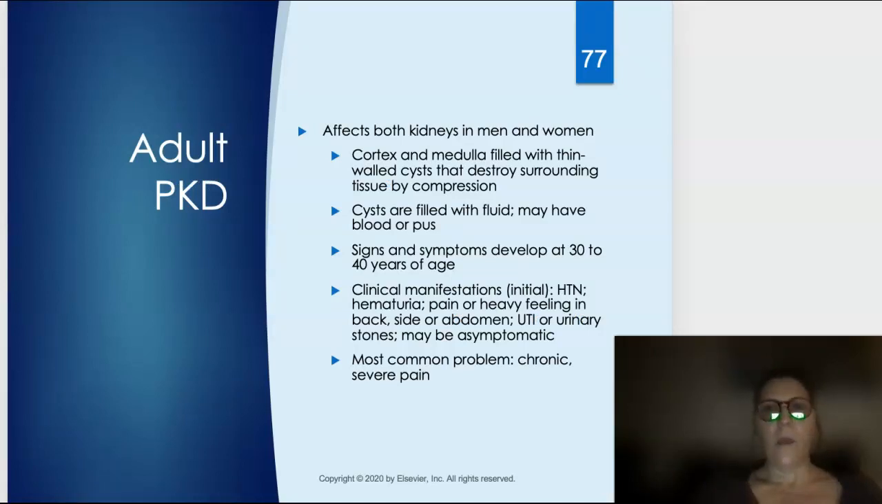Adult PKD affects both kidneys in men and women. The cortex and medulla are filled with thin wall cysts that destroy the surrounding tissue. These cysts are filled with fluid. They may have blood. They may have pus. Symptoms usually develop at 30 to 40 years of age. Clinical manifestations initially would be hypertension, hematuria, pain, or a heavy feeling in the back, side, or abdomen. UTI or urinary stones might be asymptomatic. The most common is chronic severe pain.